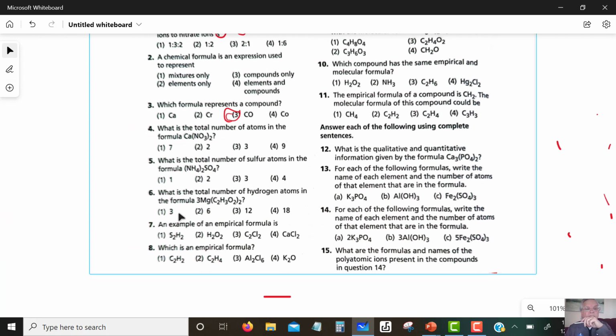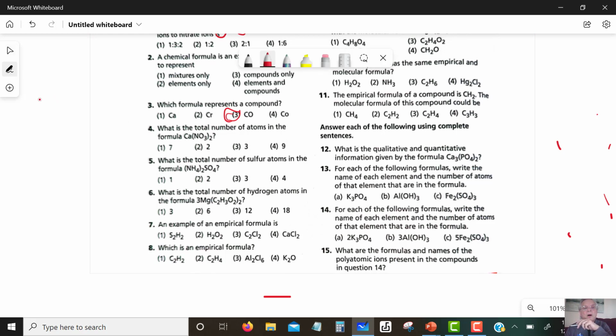Let us look at number 7. An example of an empirical formula is... An empirical formula is the reduced form of a formula. So which of these is reduced as far as it can go? This is not reduced. It can be reduced by 2. This can be reduced by 2. This can be reduced by 2. So choice 4 is the empirical formula in this example because it can't be reduced anymore. It already is reduced.